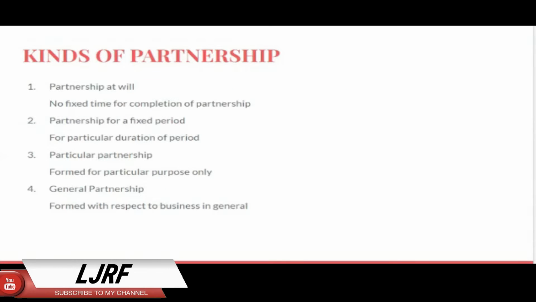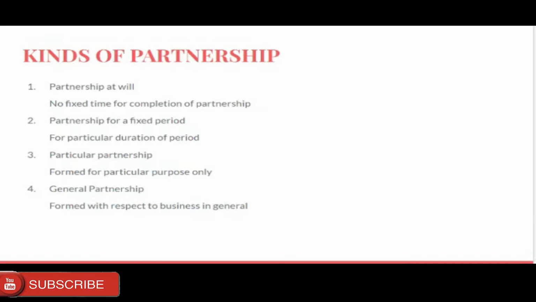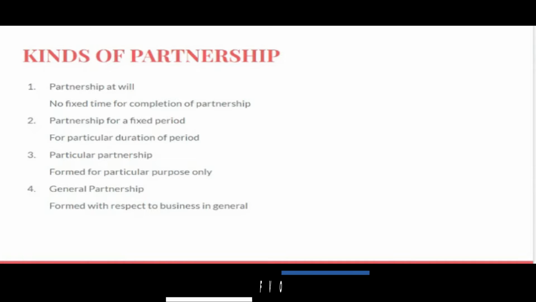Now let us look into the kinds of partnership. Generally, there are 4 kinds of partnership. The first one is partnership at will. It is the most commonly used category of a partnership firm. The most significant feature of a partnership at will is that there will be no fixed time for the completion of the partnership.